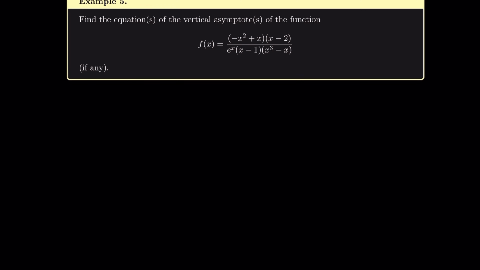Now let's look at an example. Find the equations of the vertical asymptotes of the following function. From this function, we can see that we don't have a natural logarithm, so we don't need to consider anything about that, but we do have a denominator here. And as I mentioned in the concept video, when the denominator equals 0, those x will be my candidates for a vertical asymptote. So let's write that down.